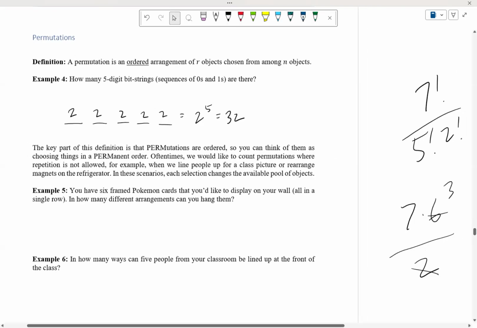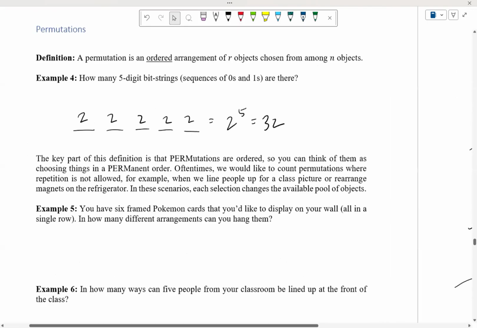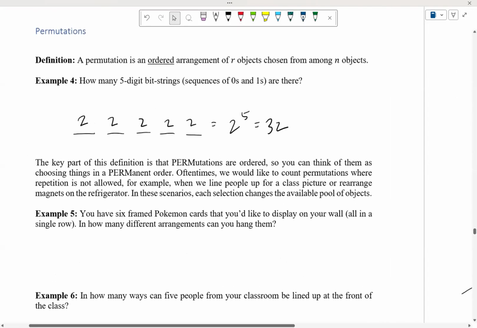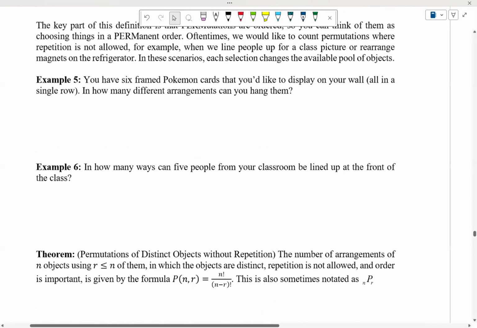Okay. Today we're talking about 2 different types of groups, permutations and combinations. How many of you have studied permutations at all? Okay, so this will be a little bit of review for you. And we're doing it from the beginning. So by definition, a permutation is an ordered arrangement of R objects chosen from amongst N objects. So we're just ordering things.